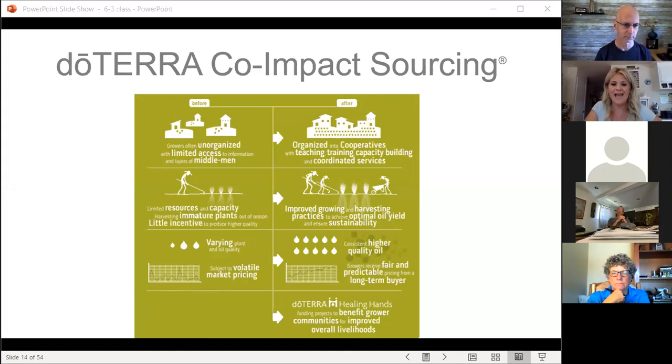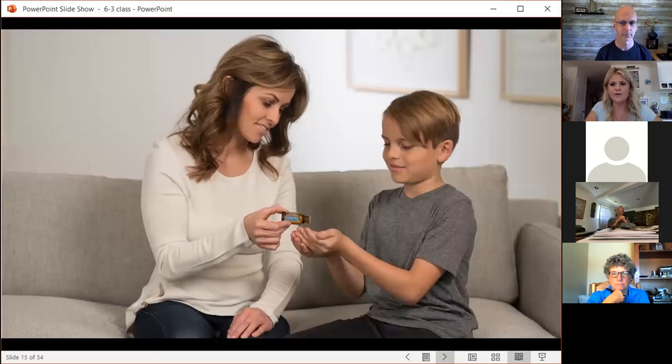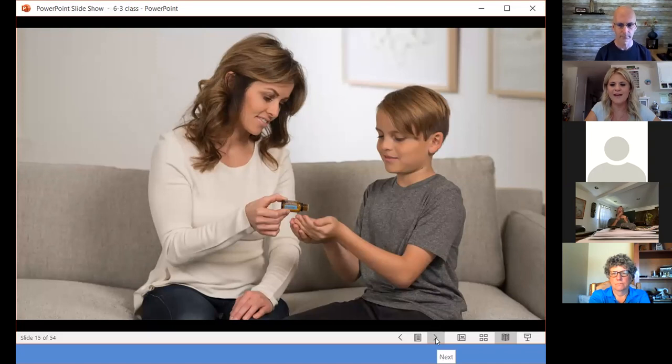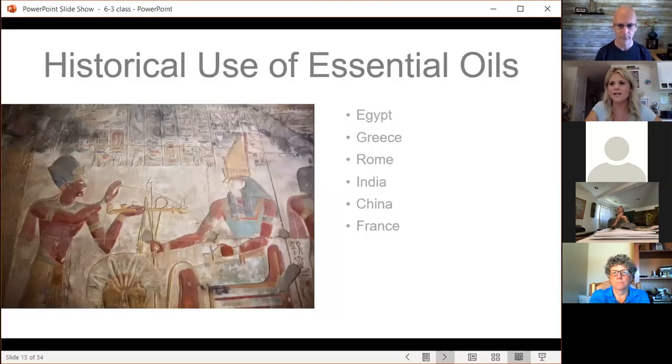So from beginning to end, we're making sure that all of our essential oils have constant high quality measures. We want to make sure that we are really being able to provide and take advantage of these gifts that the earth has to offer us.